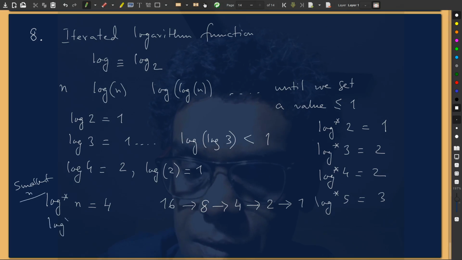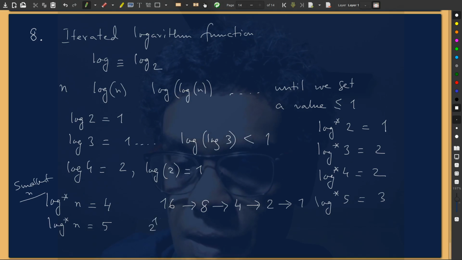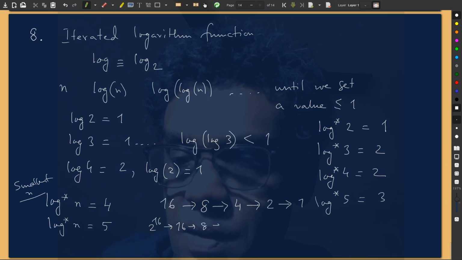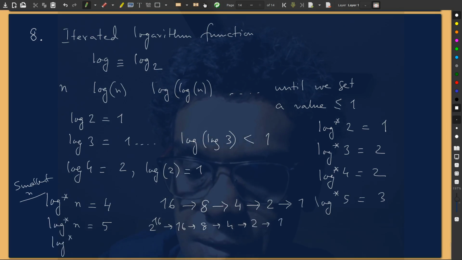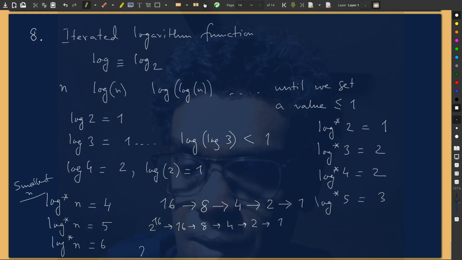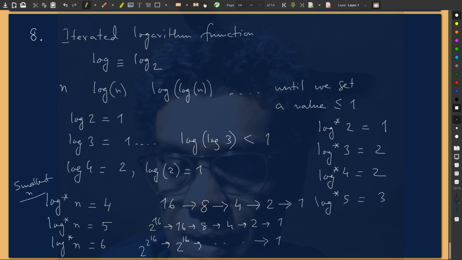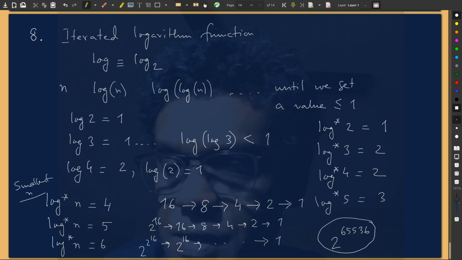And the smallest n for which log star n is 5 is 2 power 16, then 2 to the 16, then 8, 4, 2, 1. And for 6, it is 2 power 2 to the 16. Now this is a pretty huge number, something like 2 power 65536. You cannot imagine how big this quantity is.